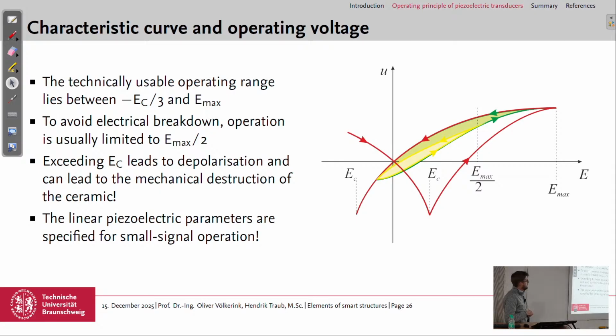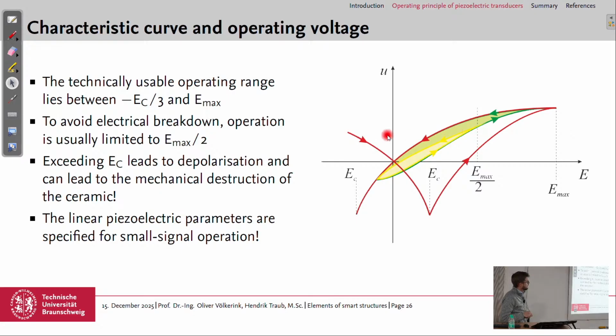So this is again a part of the butterfly curve, but now with the operating range we can use. So we can technically use it between -1/3 of the coercive field strength and Emax, so between this point and this point. But to avoid electrical breakdown during operation, we usually limit it to 50% of Emax, so up to this point.